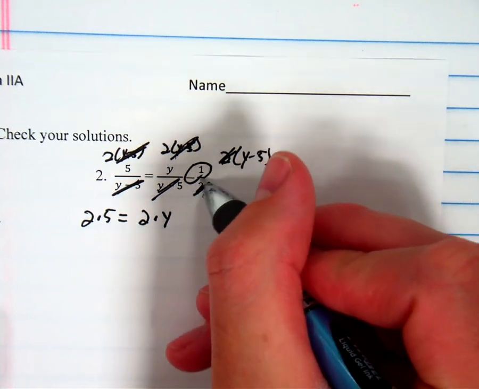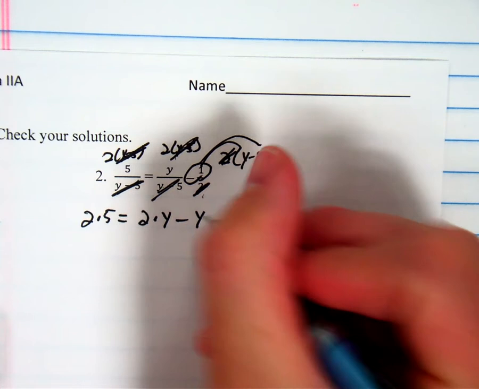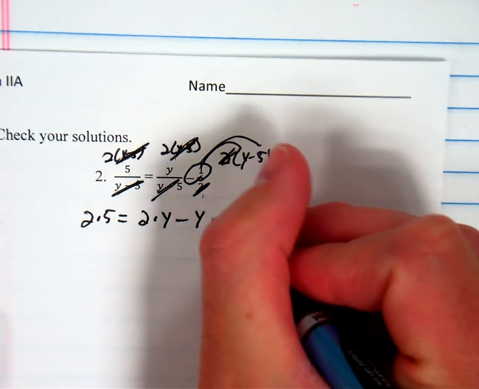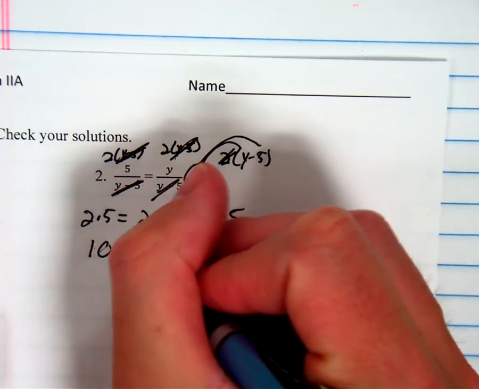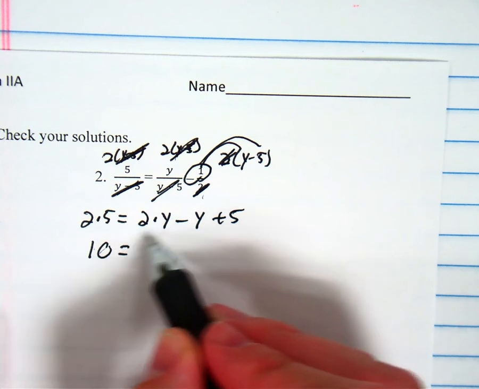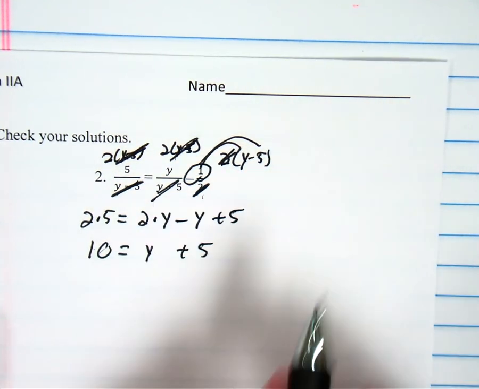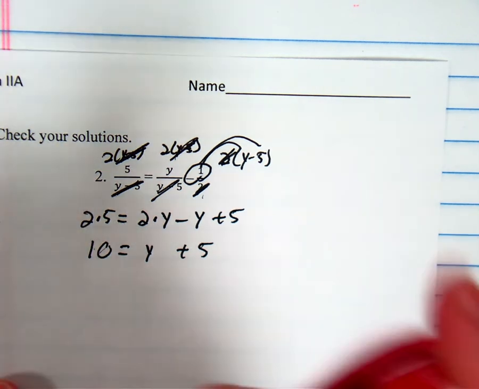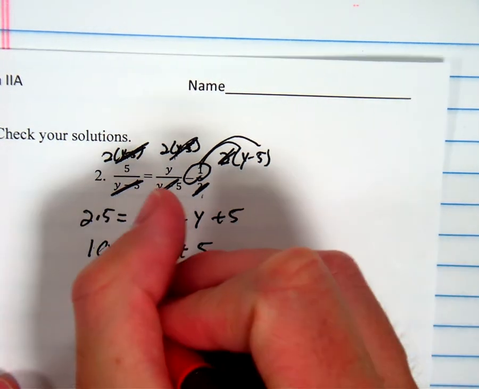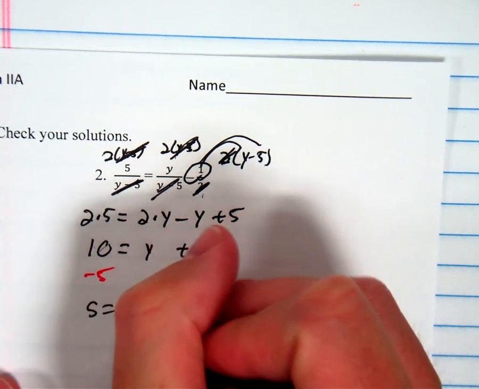Be careful. This is now a negative 1. Negative 1 times y is a minus y, and a negative 1 times negative 5 is a plus 5. Piece of cake here. 2 times 5 is 10. 2y minus y is y. And now we're going to subtract that 5 over. And we have 5 equals y.